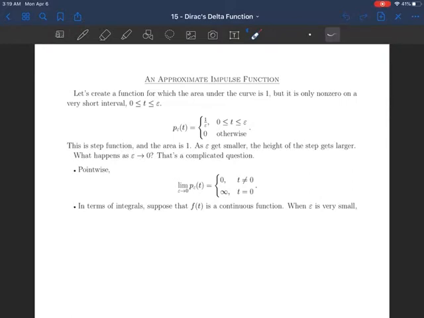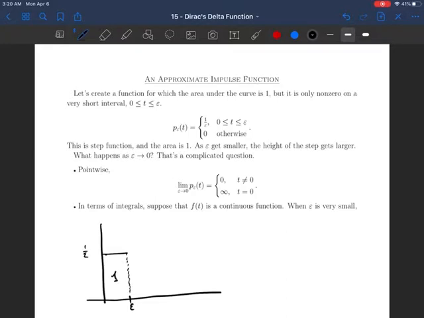Right, so an approximate impulse function would be one like this. We're going to start with a function that has an area of 1 under the curve, but it's only non-zero for a very short interval of time. So that's represented by this function p sub epsilon. It's going to be equal to 1 over epsilon on the interval from 0 to epsilon. It's going to be 0 otherwise. So graphically, this function would look like, well, from 0 to epsilon, it will be 1 over epsilon, so that the area under the curve is 1, and then it's 0 everywhere else, right?